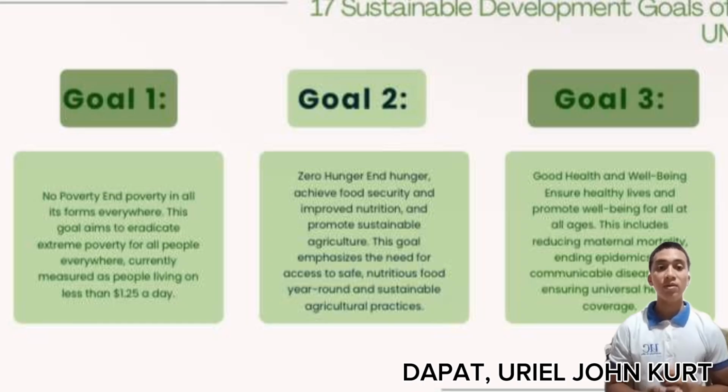Goal number 3, good health and well-being. Ensure healthy lives and promote well-being for all at all ages. These include reducing maternal mortality, ending epidemics of communicable disease, and ensuring universal health coverage. So why does it matter? Good health is essential for human flourishing and economic development. So the strategies to have good health and well-being are combating infectious disease, reducing maternal and child mortality, promoting mental health, and addressing non-communicable disease.